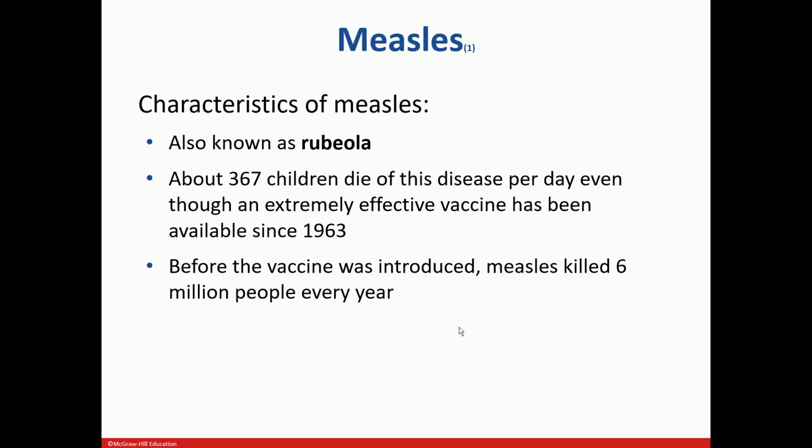Before the vaccine for measles was introduced, measles killed around 60 million people every year. Now we have a very effective vaccine for this disease, but still around 367 children die of this disease per day. And a lot of people have some misconceptions about the measles vaccine. You must have heard that this vaccine can also cause autism, so that's why some people don't want to take this vaccine.